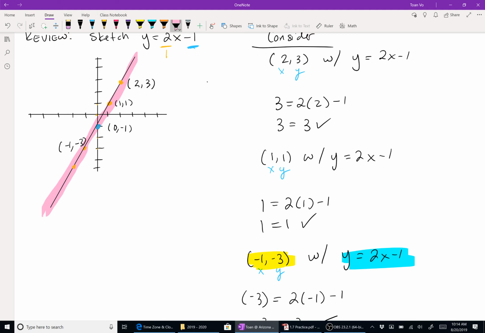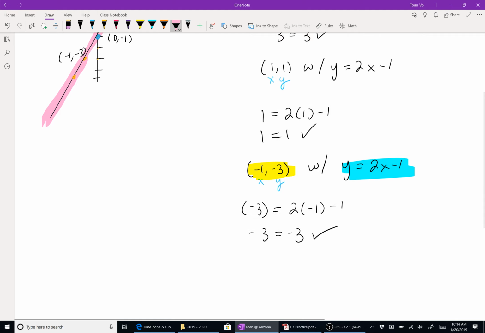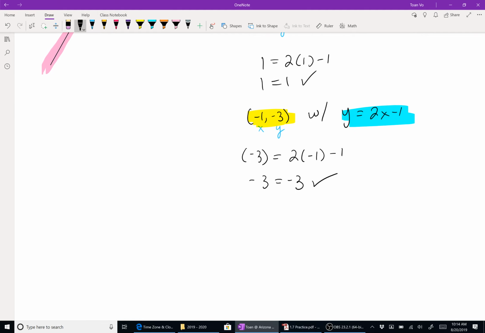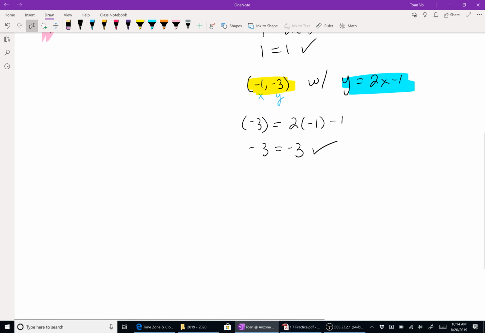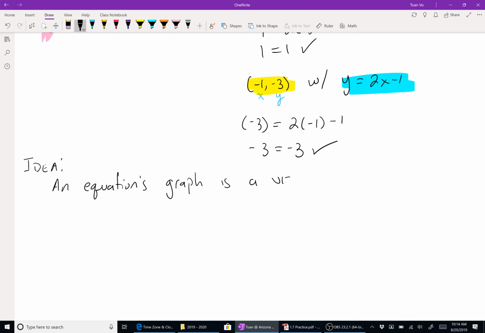That's the algebra interpretation of graphs. We already have a geometry interpretation of graphs: a graph is just the shape of an equation. But this is the algebraic idea of a graph. An equation's graph is a visual representation of the equation's solution set.